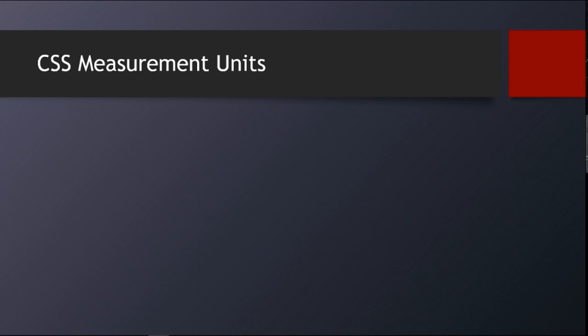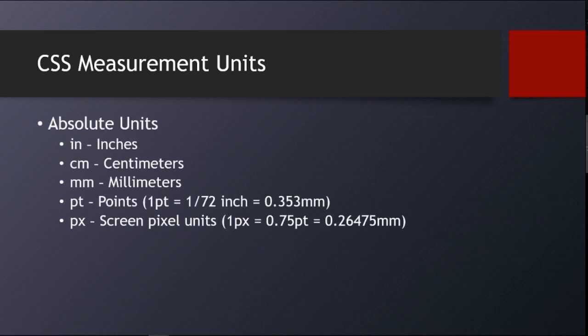For numerical values, there are CSS measurement units that we need to understand. There are absolute units in which we define exact or definite length of measurement, just by putting the desired unit right after a numerical value. Examples would be English measurement units like inches, and standard metric units like centimeters and millimeters. The popular unit would be the screen pixel units.